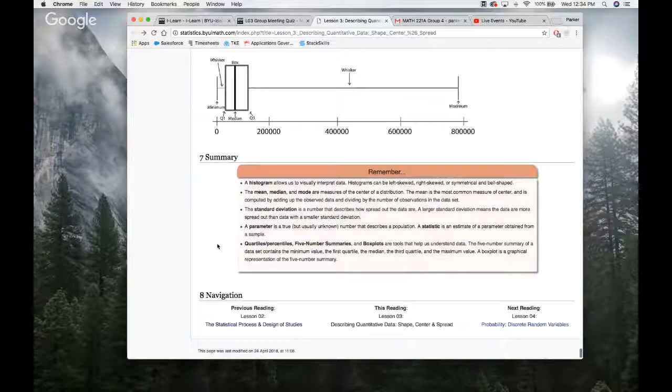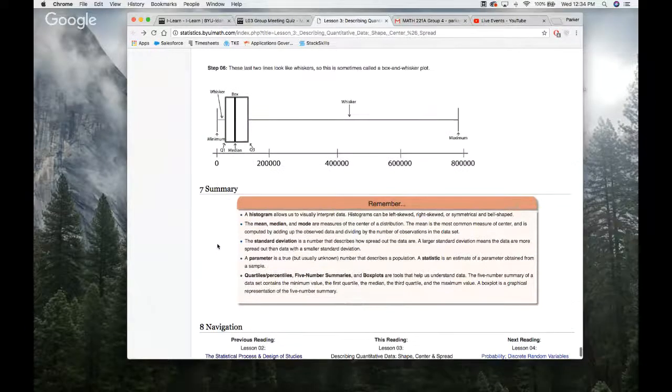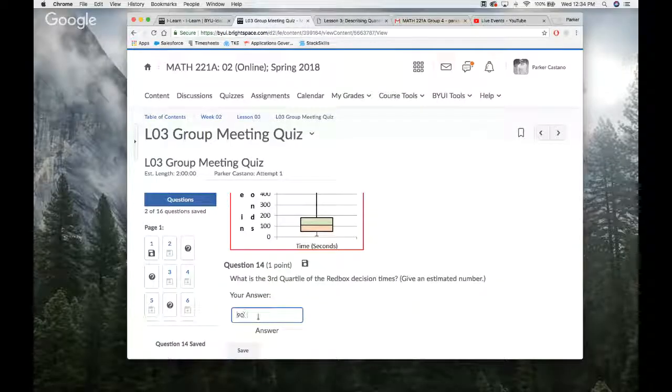I had a ton of questions about how to use that in Excel, and yeah, the reading itself was really confusing to me. Graphical representation of the 5 number summary. So I think what we would say is that line is the value of quartile 3. Yeah, so I'll try 190.